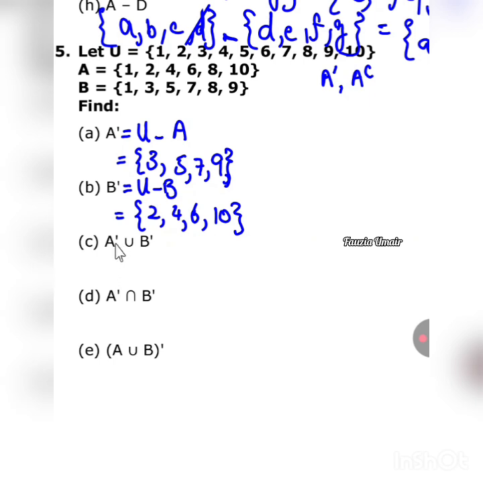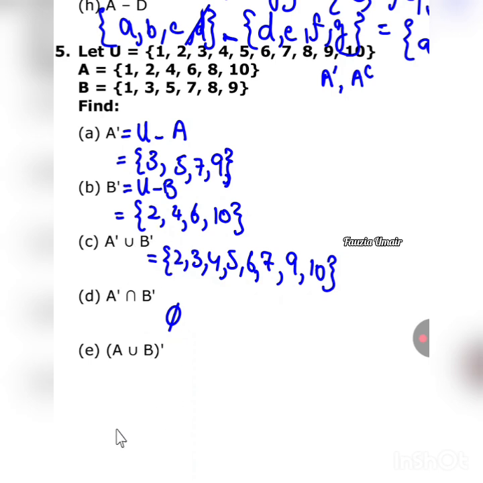So now comes A complement union B complement. We are already having the 2 answers. So this answer would be A complement union B complement. So 2 will come, 3 will come, 4, 5, 6, 7, 9 and 10. There are no repeating elements. So then what is A complement intersection B complement? There is no repetition, so it's the empty set, right?